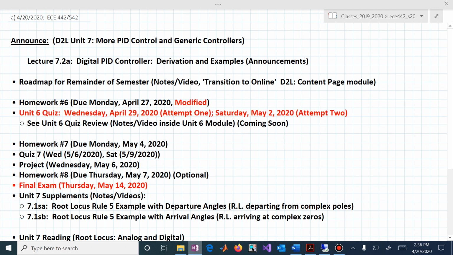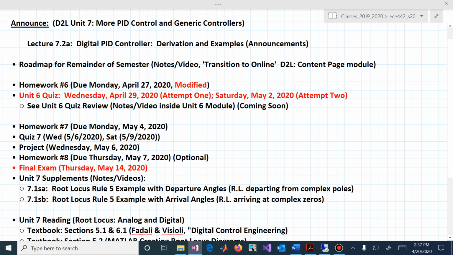We are in Unit 7, which is dealing with PID controllers and more general controllers. This is the second lecture in that unit, and this one is going to derive the equations, or the transfer function, corresponding to the digital PID controller, and we will get into some examples.